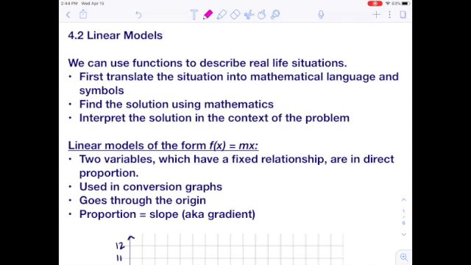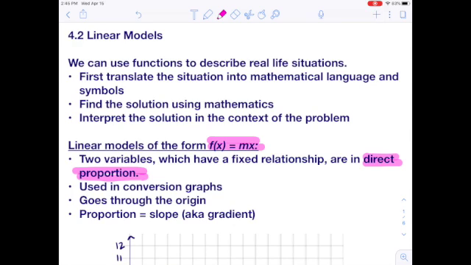All right. So we first look at linear models in the form of, I'll highlight it for you, f of x is equal to mx. Now we're used to f of x equals mx plus b, or plus a constant. So we're actually missing that y-intercept at the end. That means that function is always going to go through 0, 0, or the origin. And these are two variables which have a fixed relationship. What we call them is a direct proportion.